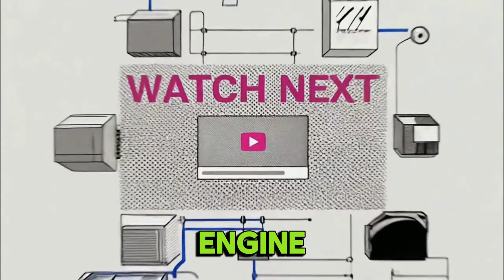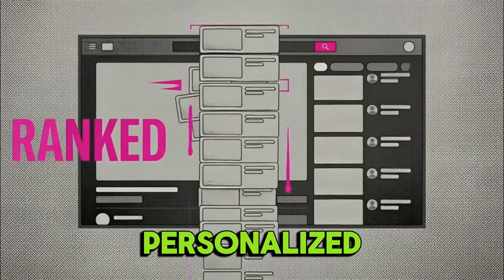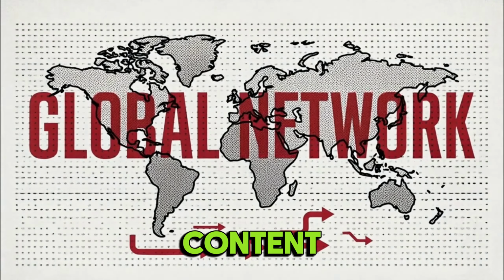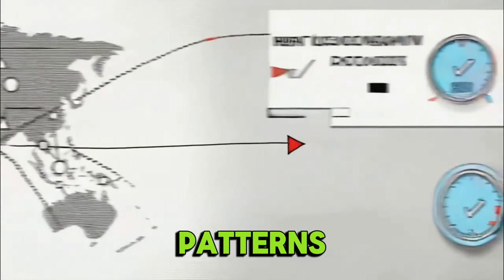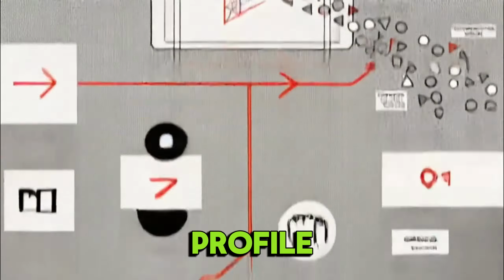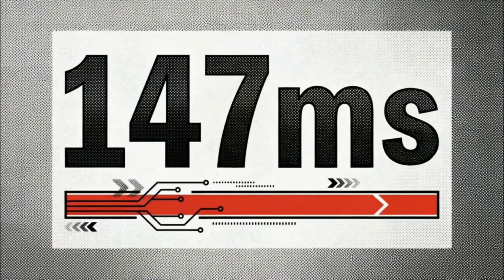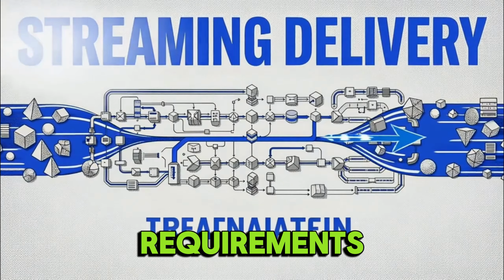The recommendation engine. Netflix's recommendation system is one of the most complex read workloads in existence. When you land on your home screen, Netflix is computing a personalized ranking across thousands of potential titles, applying geographic content licensing rules, checking real-time content availability, scoring your engagement patterns, and assembling a structured response for your specific device profile. All of that needs to complete in under 200 milliseconds.